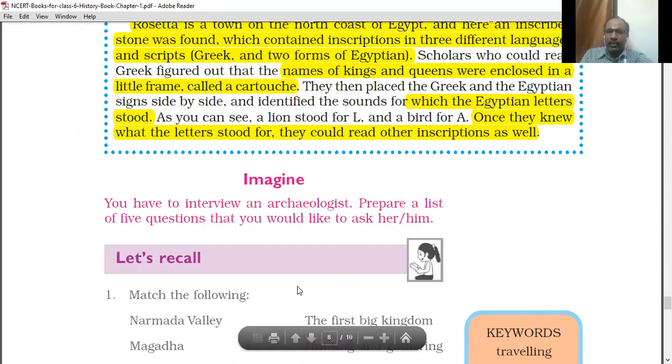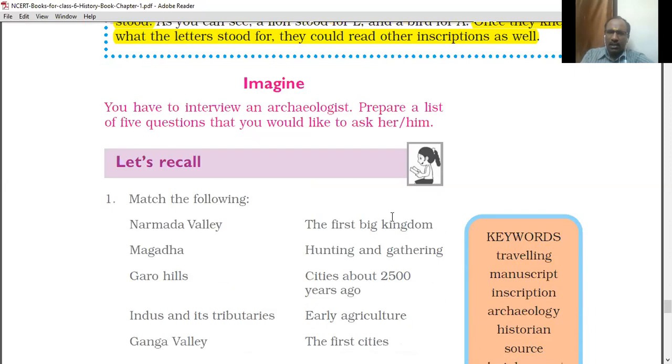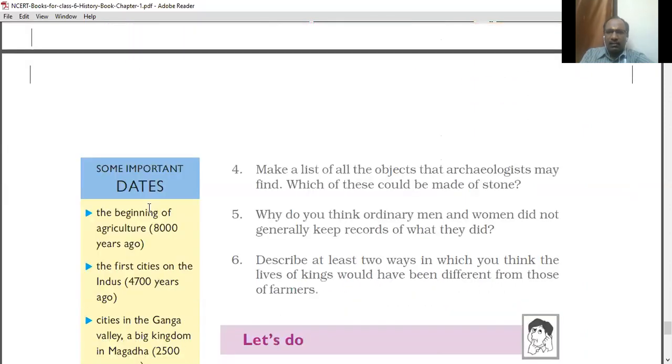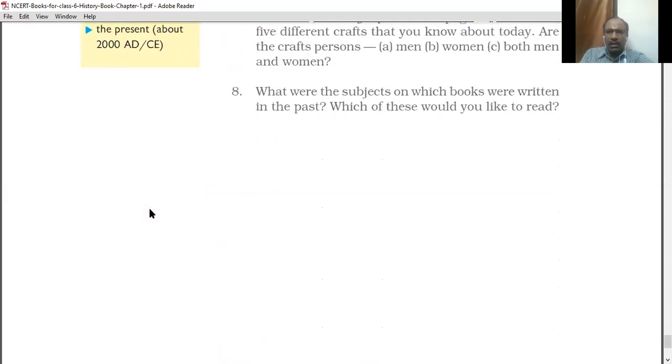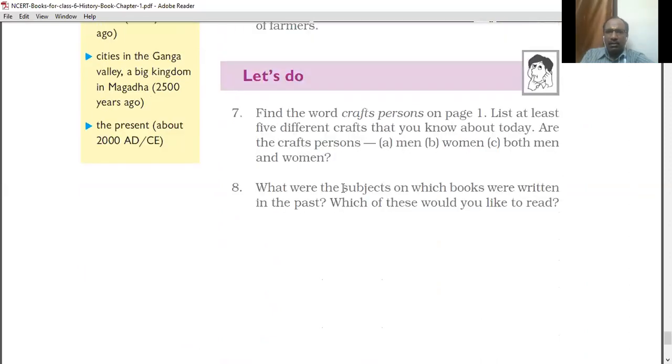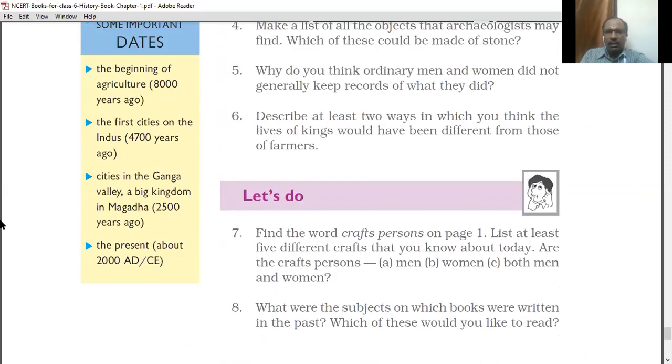And so that is what we are able to understand. Once they knew what the letters stood for, they could read other inscriptions as well. So here is the book exercises so that we can understand what were the subjects on which books were written in the past, which of these you would like to read. So you can do well. All the best. Thank you. See you in the next class.